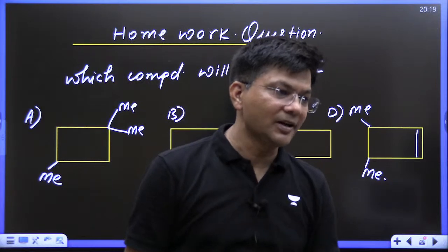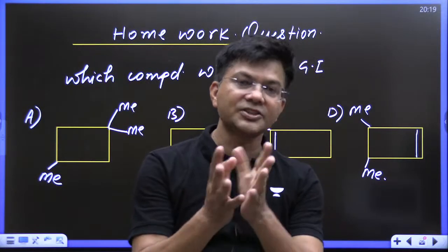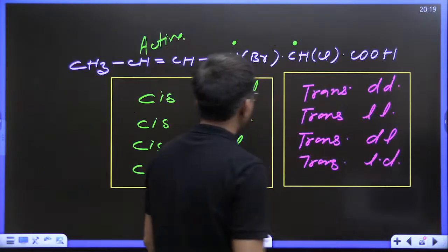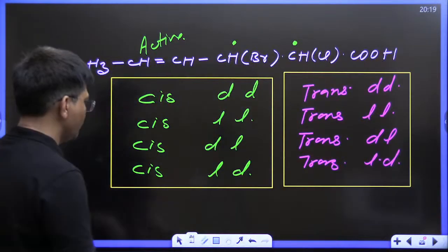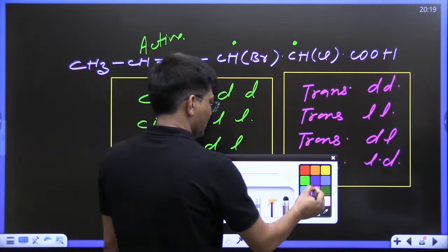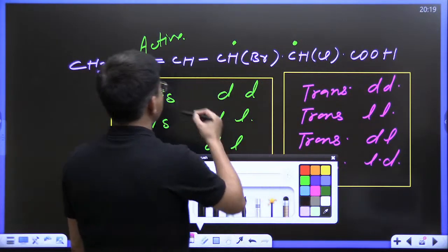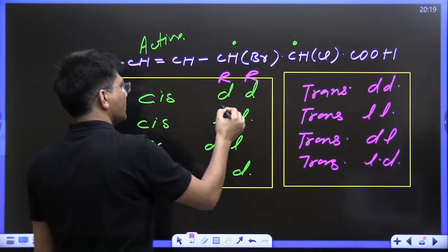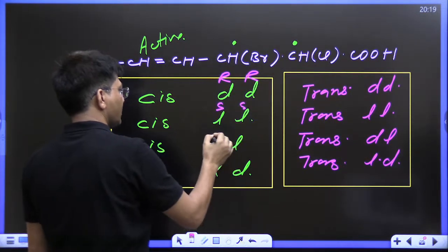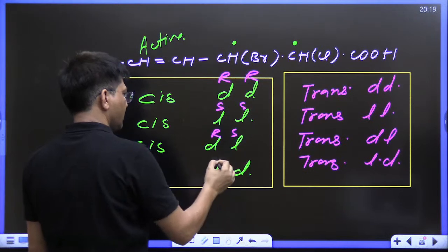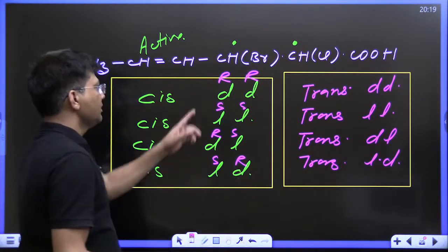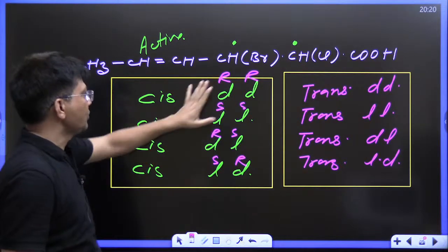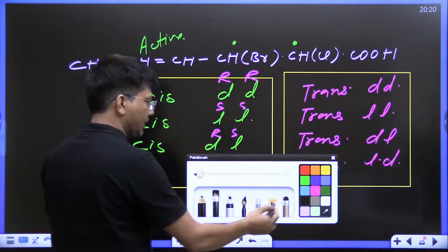Yes, Abhilasha, for the previous question, if you don't want to go with D and L, because we cannot find it out, you can go like this: RR, SS, RS, SR. I'm not saying DD is for RR. Either way you can go. You can go like this, or you can go like this also.